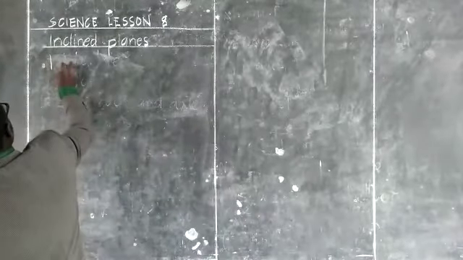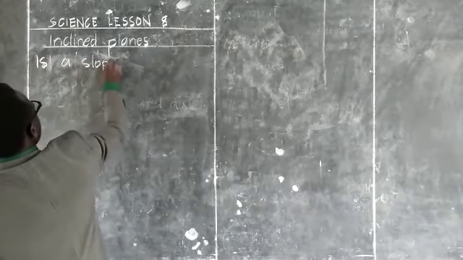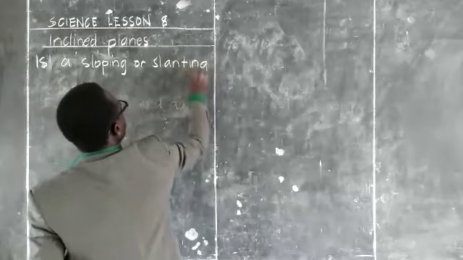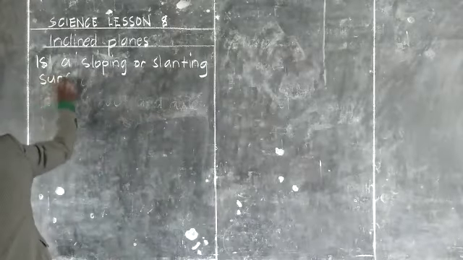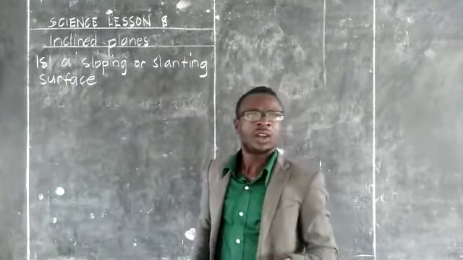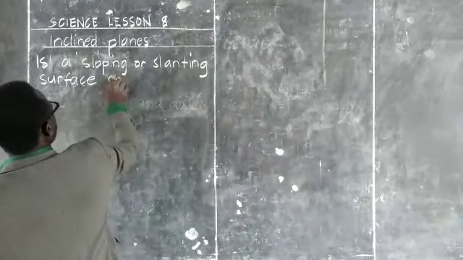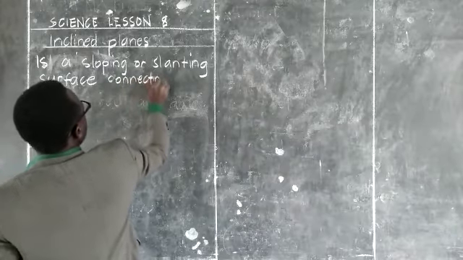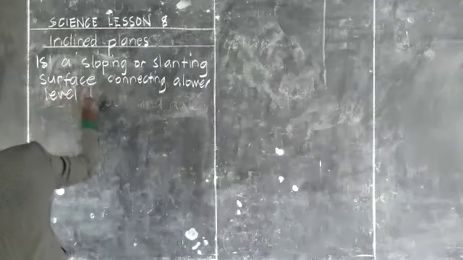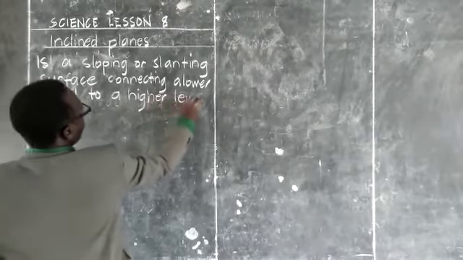An inclined plane is a sloping or slanting surface. Say an inclined plane is a slanting or sloping surface connecting a lower level to a higher level.